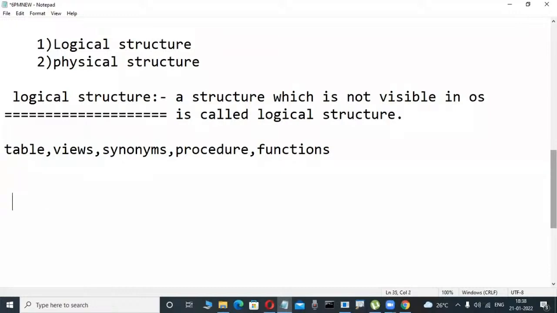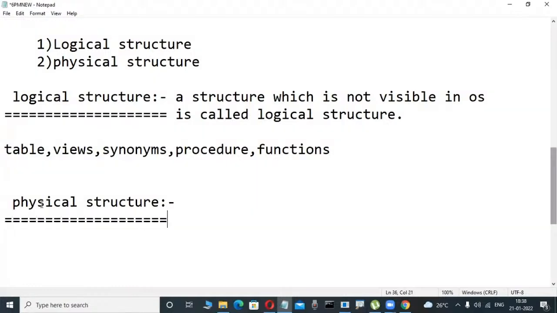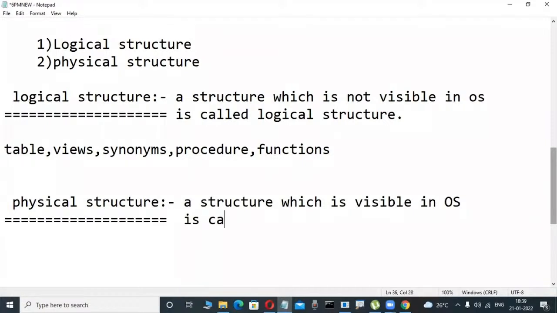Now observe it here. What is a physical structure? Don't write it, just roughly observe it. It's just for idea purposes. What does a physical structure mean? This is the opposite: a structure which is visible in the operating system is called a physical structure.